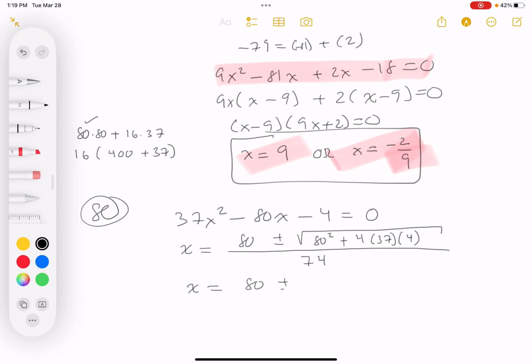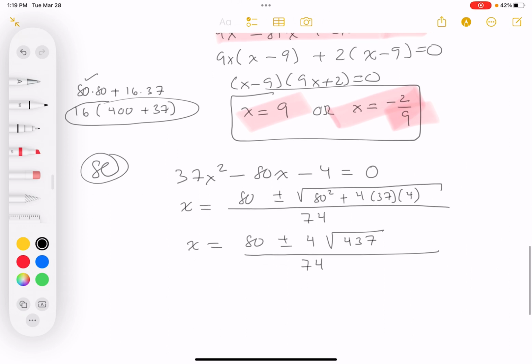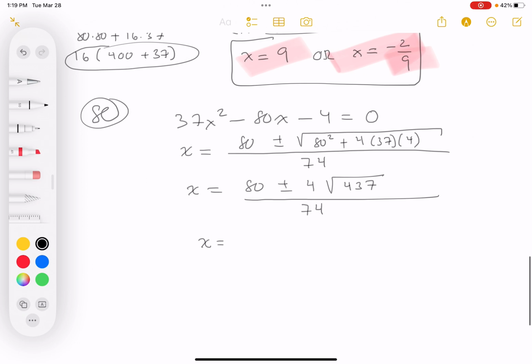80 plus or minus. I'm looking at this, by the way. I certainly know the square root of 16 is 4. And then I'm left with the root of 437. I'm not going to struggle with 437, though. All right? So what's the bottom? 74. I'm going to reduce it. And when you get over there, x equals, I'm going to divide through by, let's see, 2. What do I get? I get 40 plus or minus 2 root 437. What goes on bottom? 37.